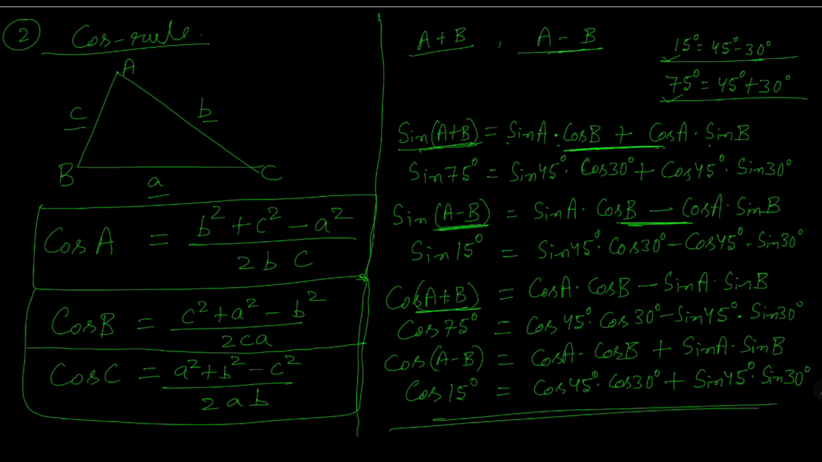And so on. If I put B equal to A here, I can get the formula for cos 2A. If I put B equal to A here, I'll get the sine 2A formula. But that is not necessary, right? So I feel that you have done more than required trigonometry.